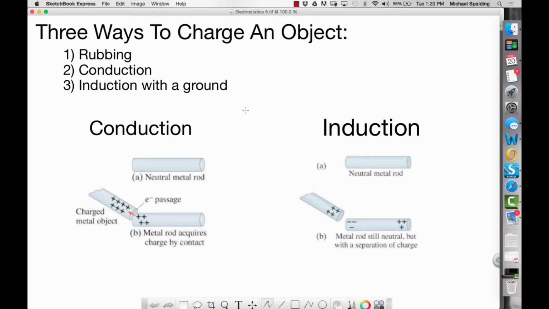Conduction. So conduction, the key thing is it involves physical contact. Physical contact for conduction.